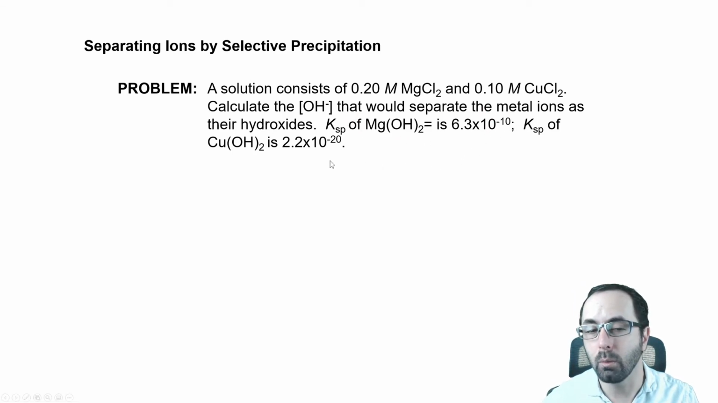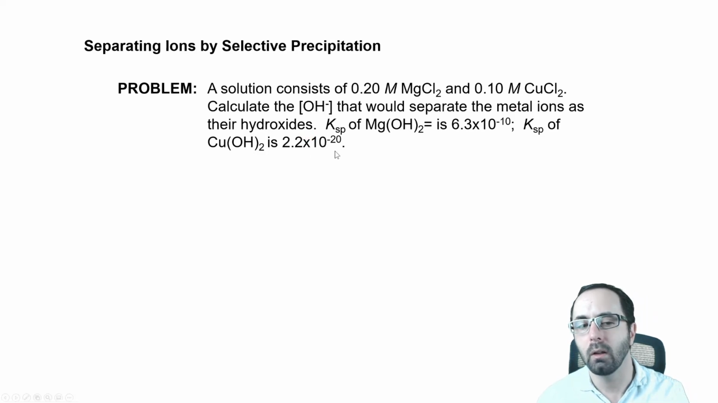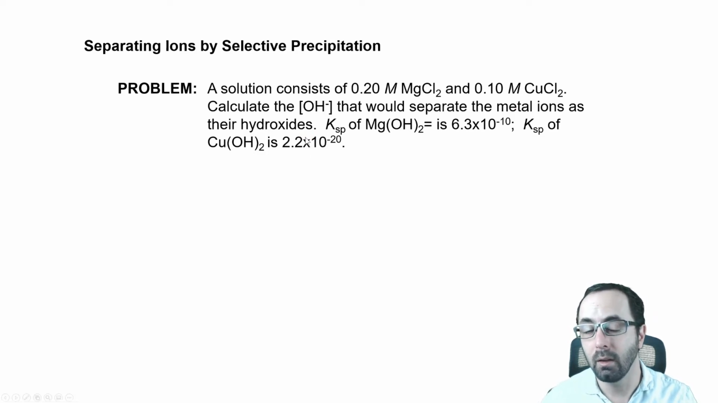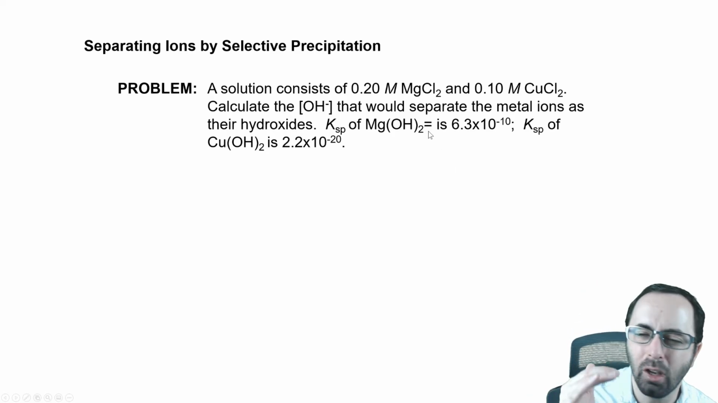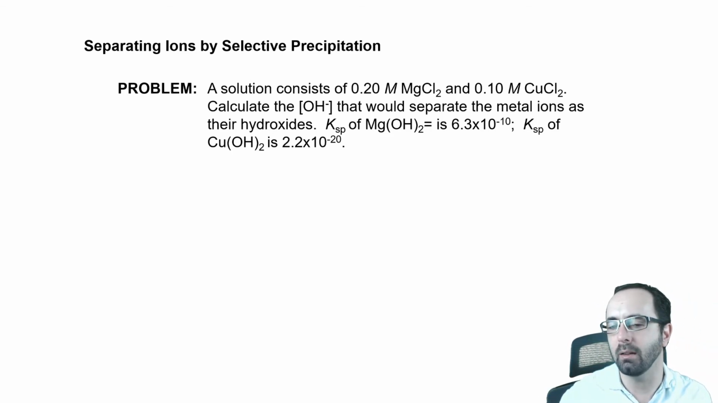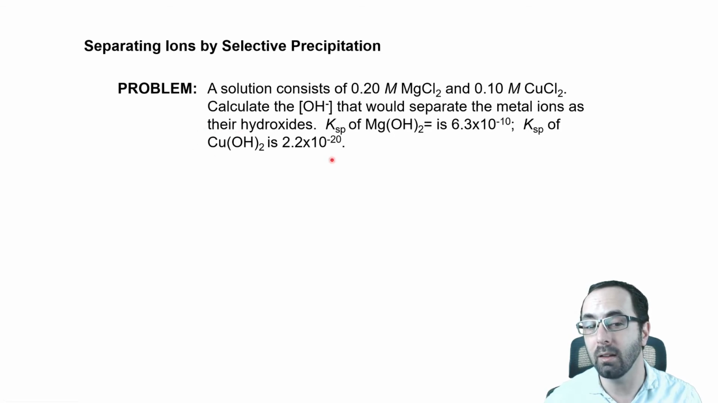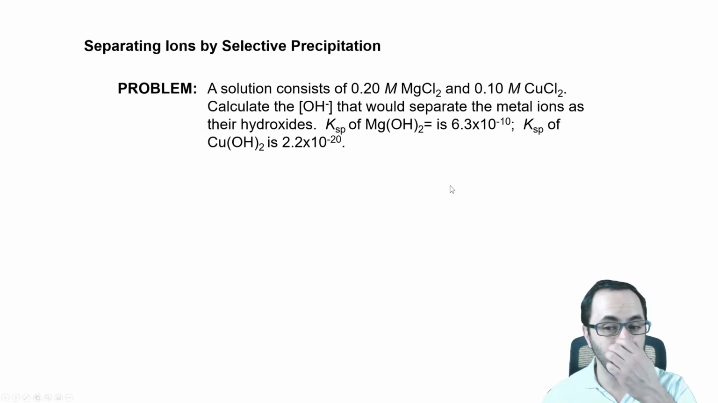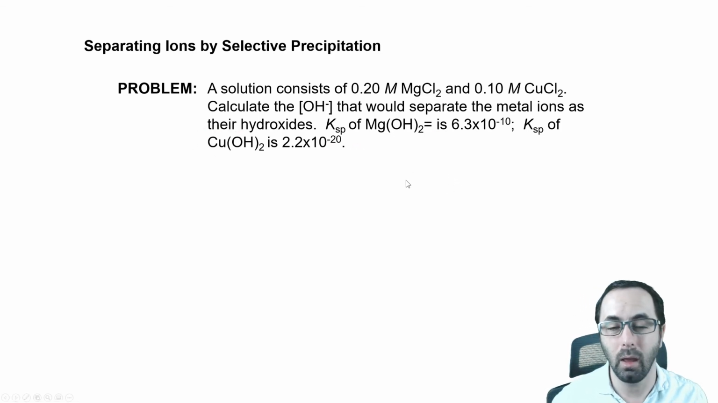So what we're going to do is precipitate out the copper 2 hydroxide while hopefully precipitating out as little as possible of the magnesium hydroxide. So we want to know how much hydroxide it would require to get just to right before precipitation of magnesium hydroxide. How much hydroxide could we add to where copper 2 hydroxide is precipitating out but magnesium hydroxide is not?